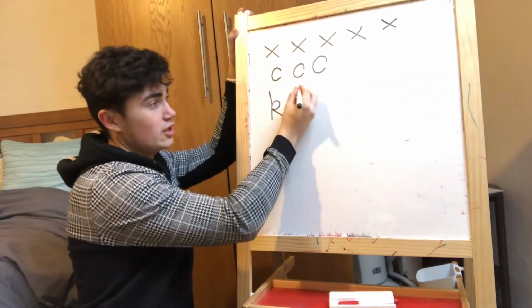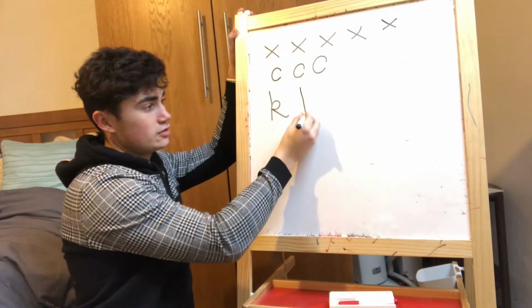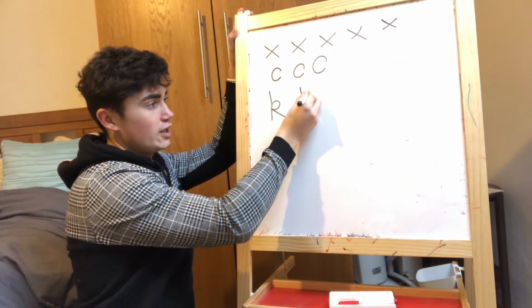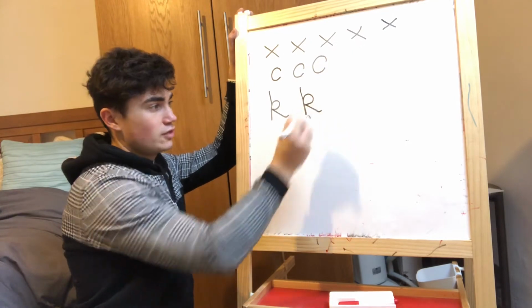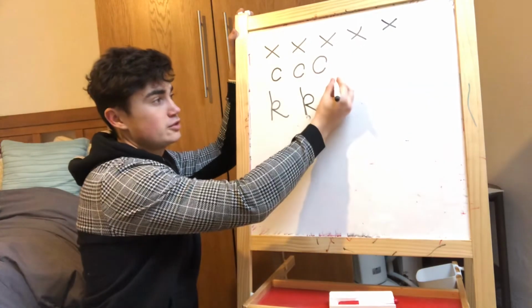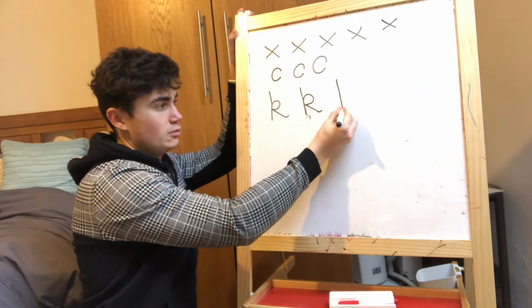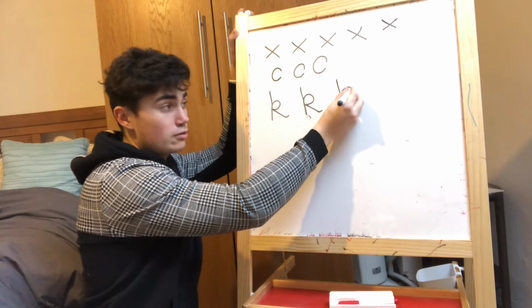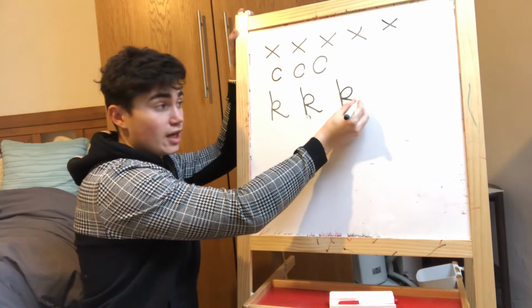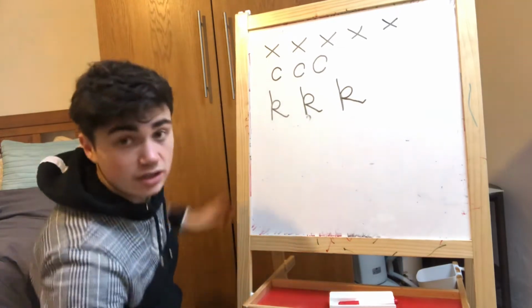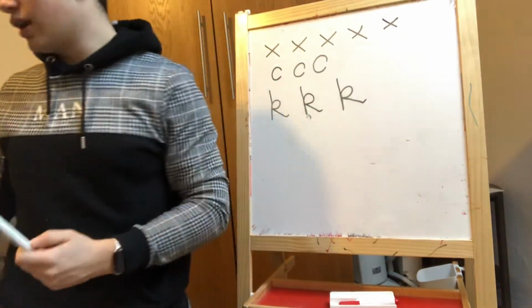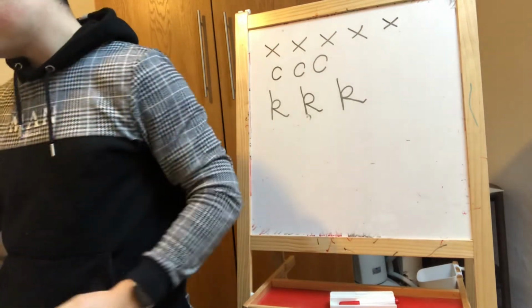Okay, one more go. Start at the top, down to the bottom, up halfway, round, down, and flick. One more. Start at the top, down to the bottom, up halfway, go around, down, and flick. Okay? Right, you guys have a go. Pause me now, and you guys have a go.